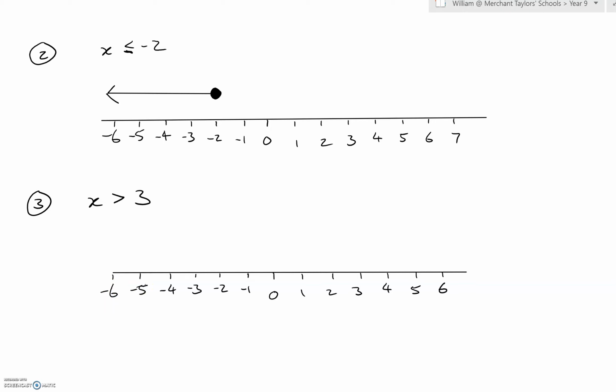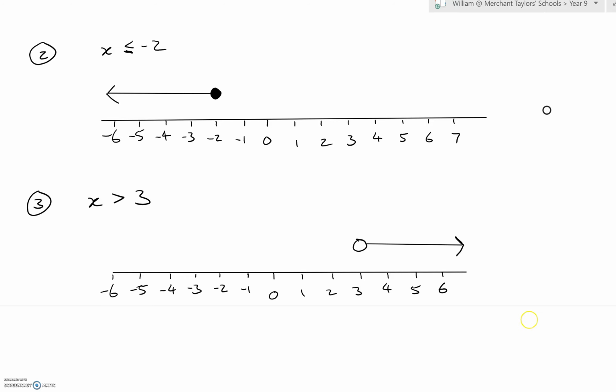Same kind of idea, even though it's greater than, so we find the value of 3. Strictly greater than 3, so we want an open circle at 3. We want all the values bigger than 3. So we point the arrow in the direction where all the values are bigger than 3, which is going to be this way. This side. So that would be how we would indicate x strictly bigger than 3, doesn't include the value of 3, hence the open circle.